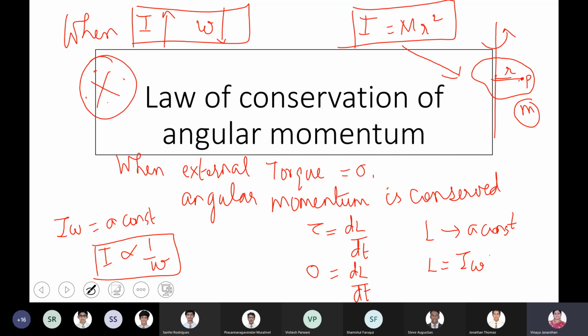Just note down, boys. Note down the formula. Sorry, note down these steps and we'll start doing it.